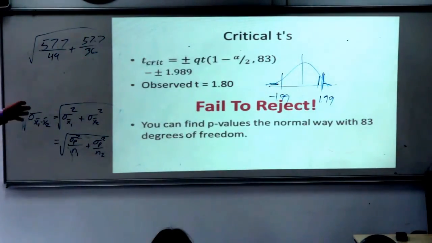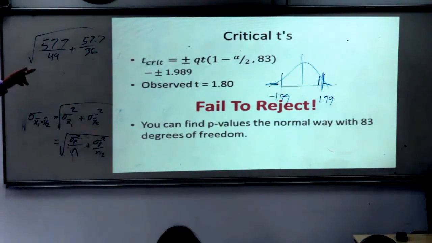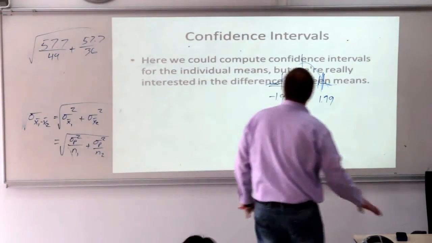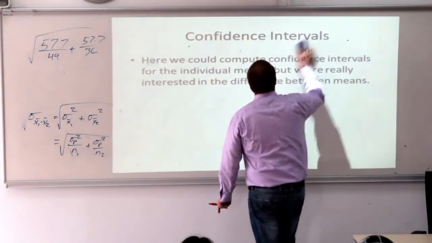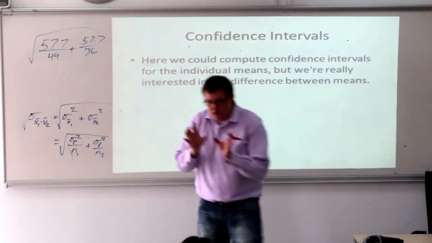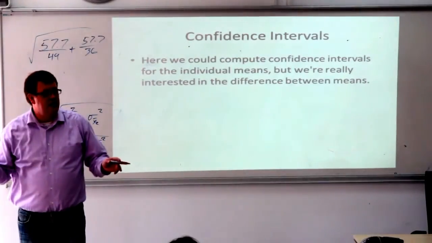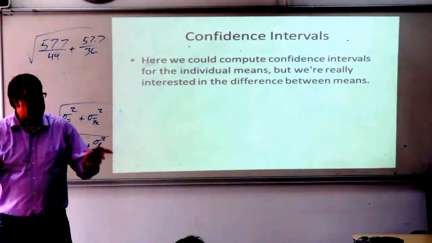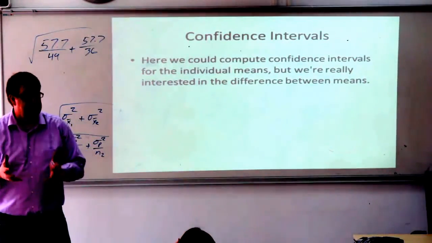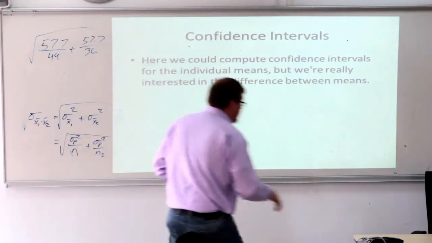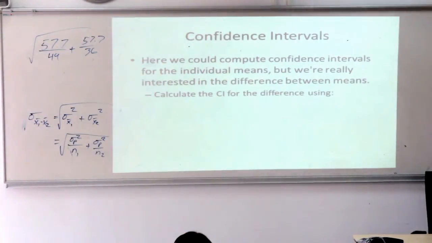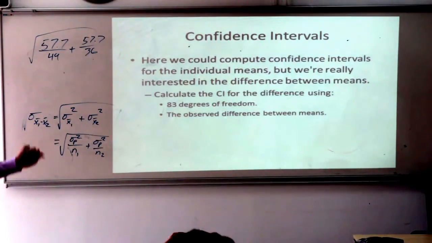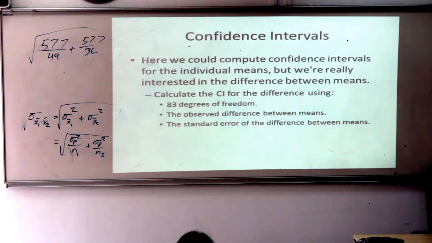Now you can find p-values exactly the way that you've been doing before, except you use 83 degrees of freedom instead of what you were using before. The confidence intervals are a little different. We could figure out confidence intervals for each of the means that we observed, but our test is really not to find out what this mean is or what that mean is. It's to find out what the difference between these means is, right? So in order to do that, we can calculate the confidence interval using 83 degrees of freedom, the observed difference between the means, which here was 3, and the standard error of the difference between the means.